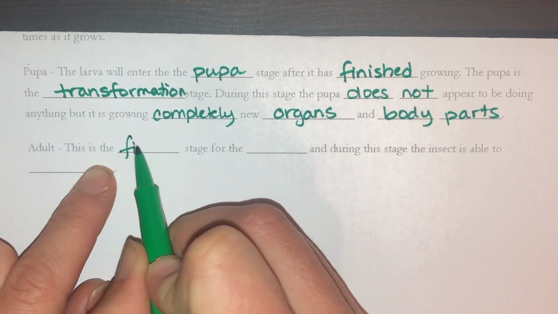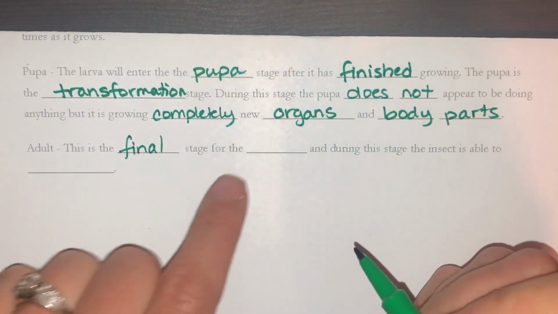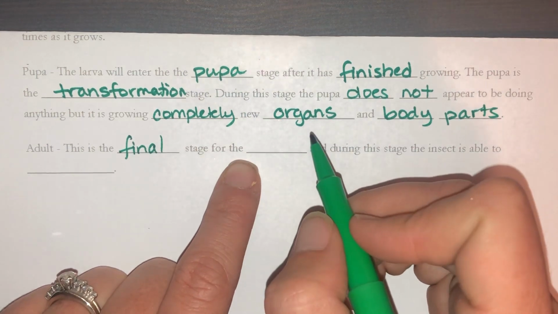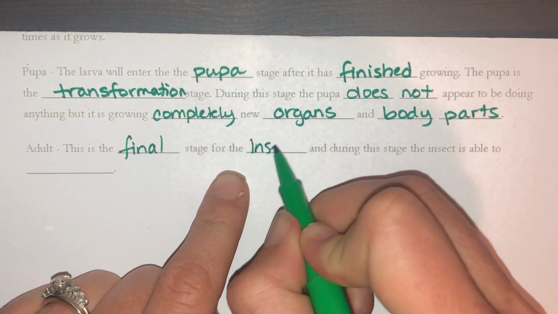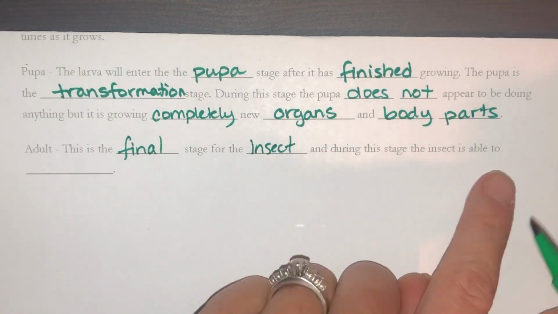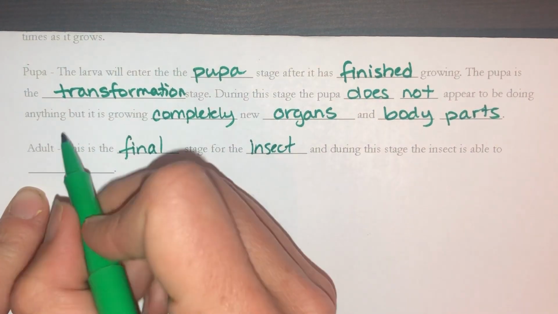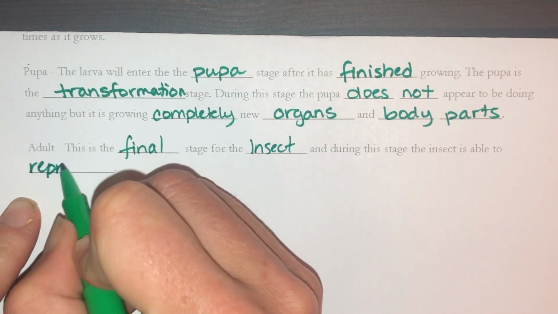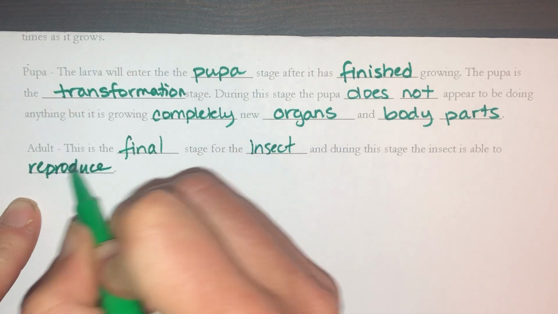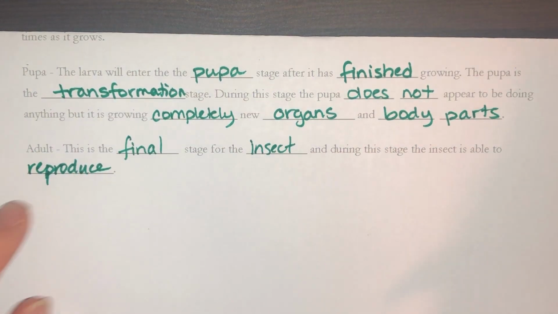The adult is the final stage for the insect. And during this stage, same thing, we know it's an adult because it's able to reproduce. And that covers insects.